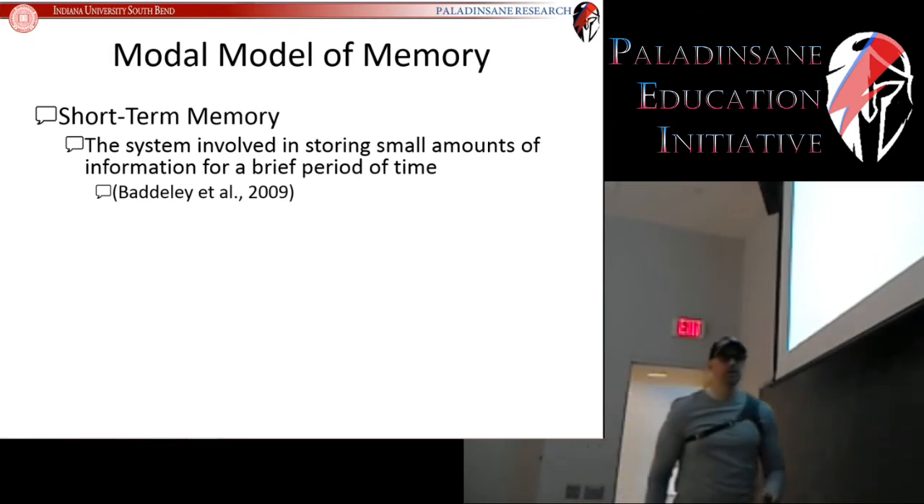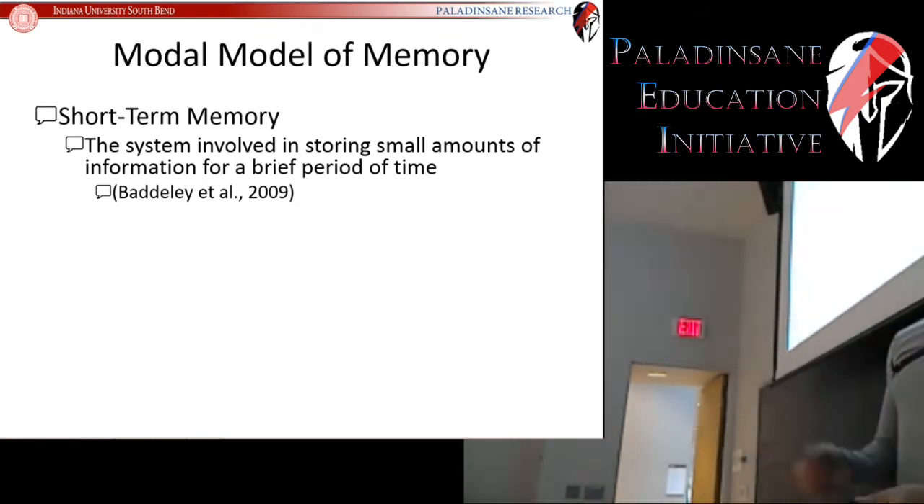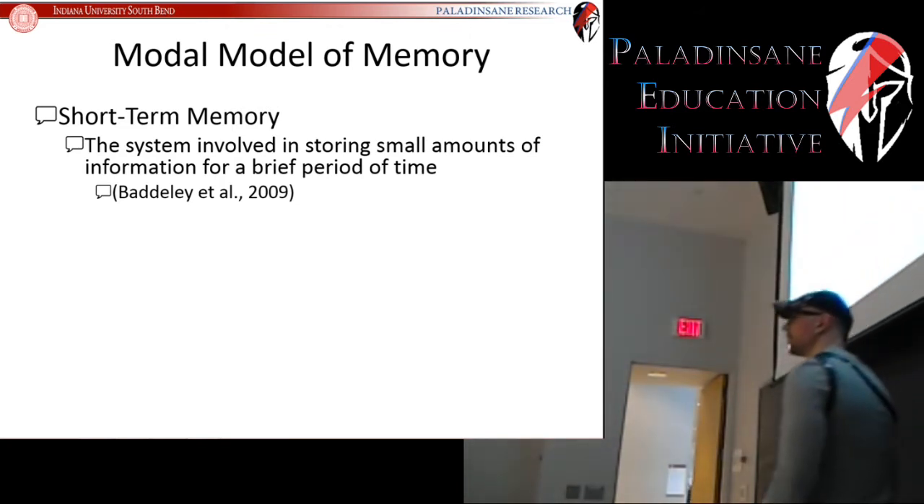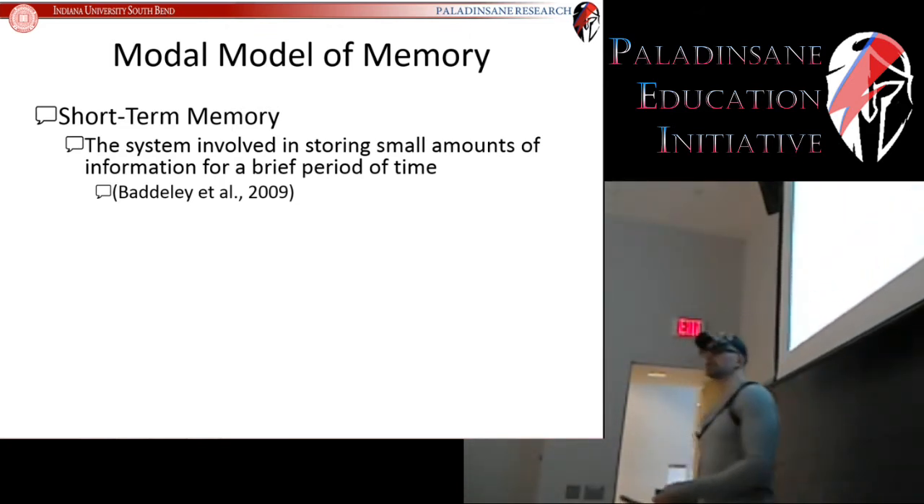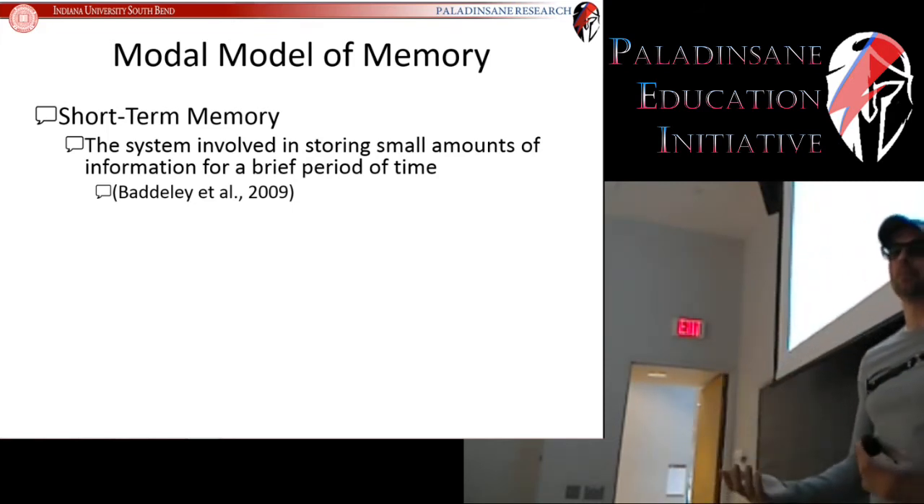And short-term memory, I'll just read this off because we're going to be talking about definitions. It's the system involved in storing small amounts of information for a brief period of time. So that's the definition of short-term memory. The system that's involved in storing small amounts of information for a brief period of time.